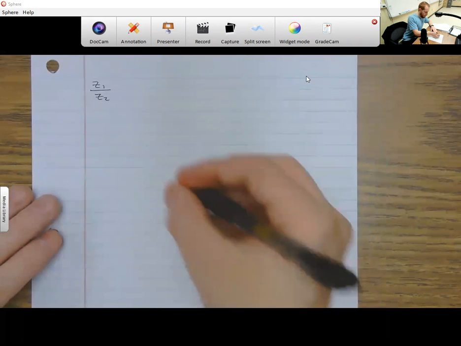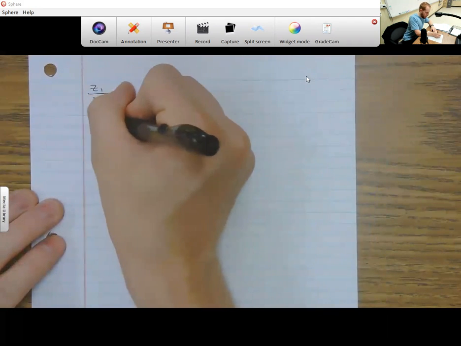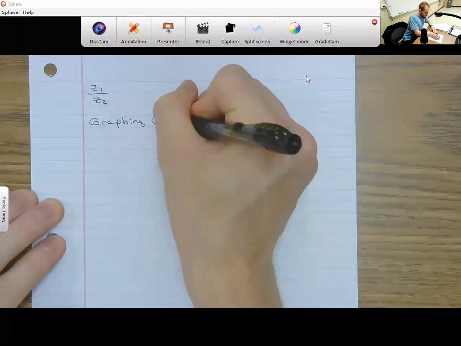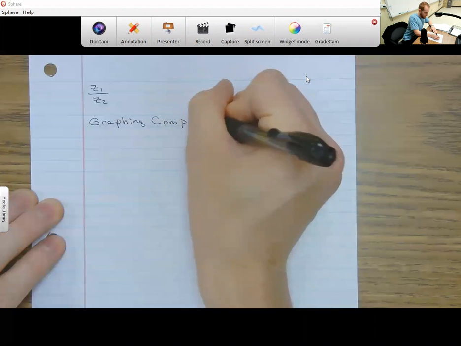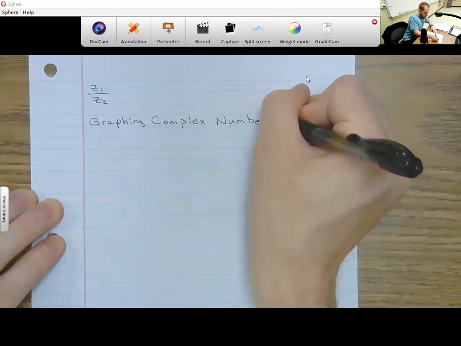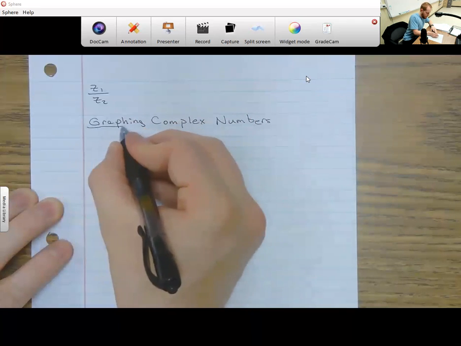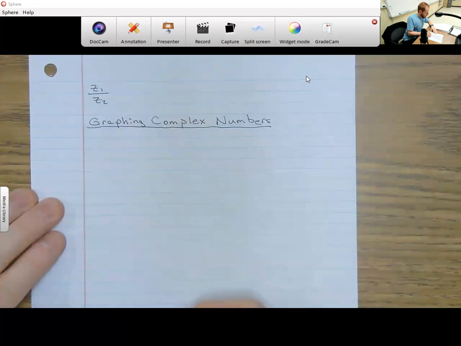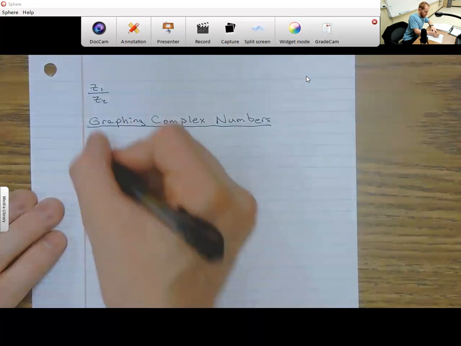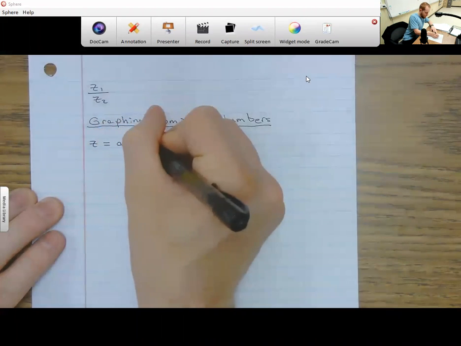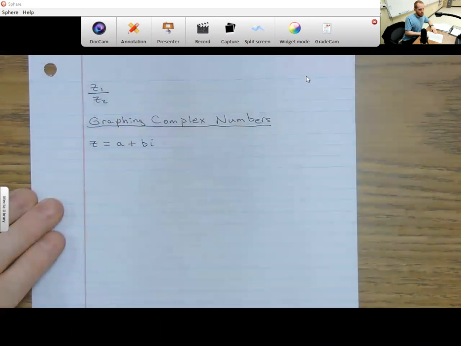Okay. So now let's talk about something a little bit new. We're going to talk about graphing complex numbers. And this is actually pretty simple. Okay, so when you graph complex numbers, you're going to have a complex number a plus bi, right? We're always going to have a plus bi.